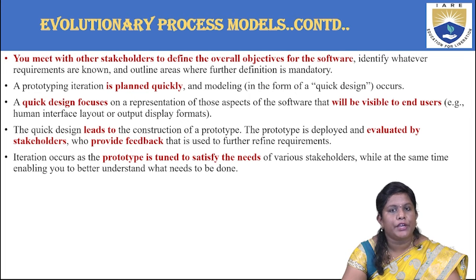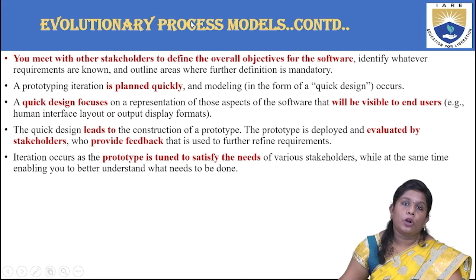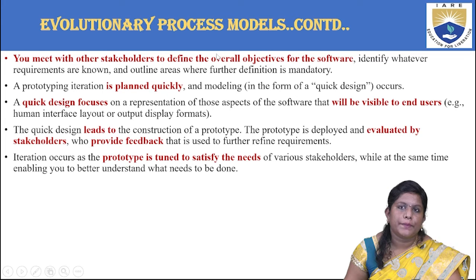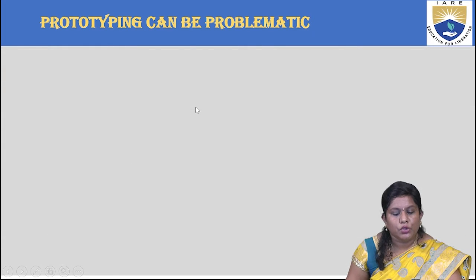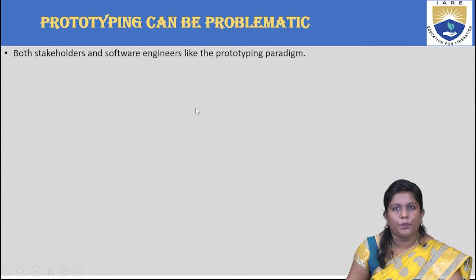At every stage, you are trying to give them a prototype, which is nothing but some simple model, right? Once that is generated, you sit and take all the objectives from all the stakeholders, plan, design, and give them the feedback. Now, there was actually a case study stating that prototyping can be problematic. So why is it so?